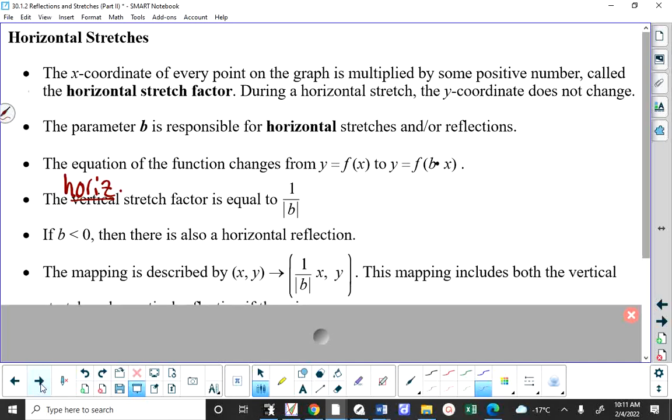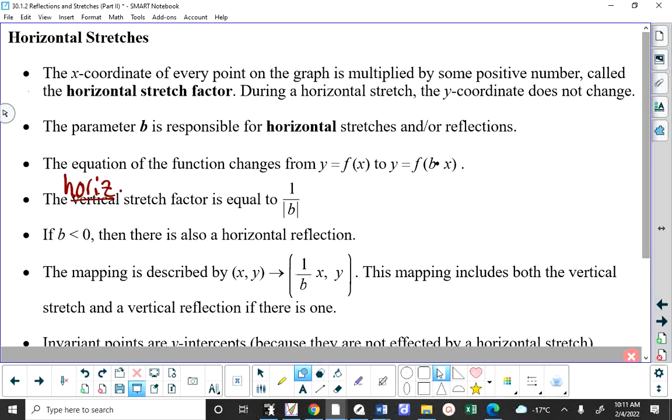And the mapping is this. Can you tell me, do you have absolute value signs in the mapping? Good. Again, something I copied and pasted but forgot to edit. They shouldn't be there. It should be what you have in your notes, because if b is negative, that negative has to get multiplied by x to get a new x coordinate. And invariant points are y-intercepts.